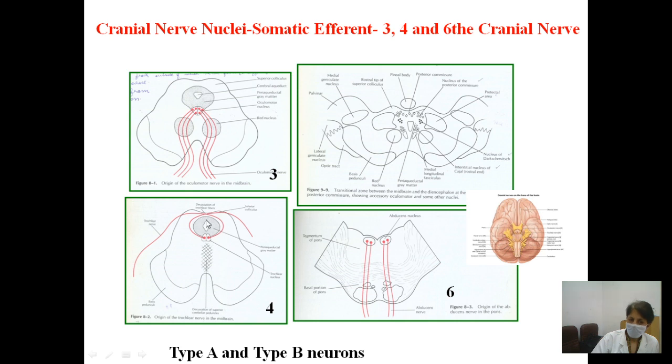It lies again in the periaqueductal gray, and you see that the fibers emerge, but instead of passing ventrally like all the cranial nerve nuclei come out, these fibers pass dorsally and they decussate. And as you know, the trochlear nerve is given the name trochlear because the muscle it supplies, that is the superior oblique, passes through the trochlea, that is its functional origin.